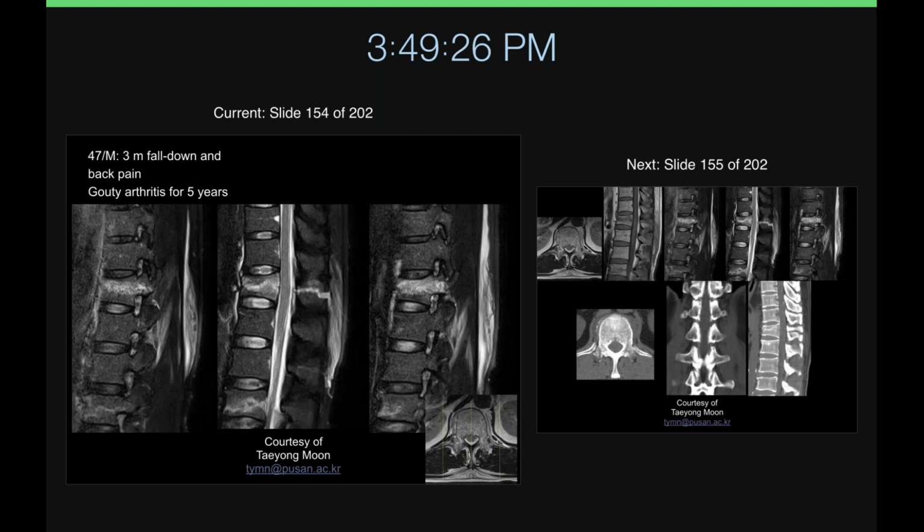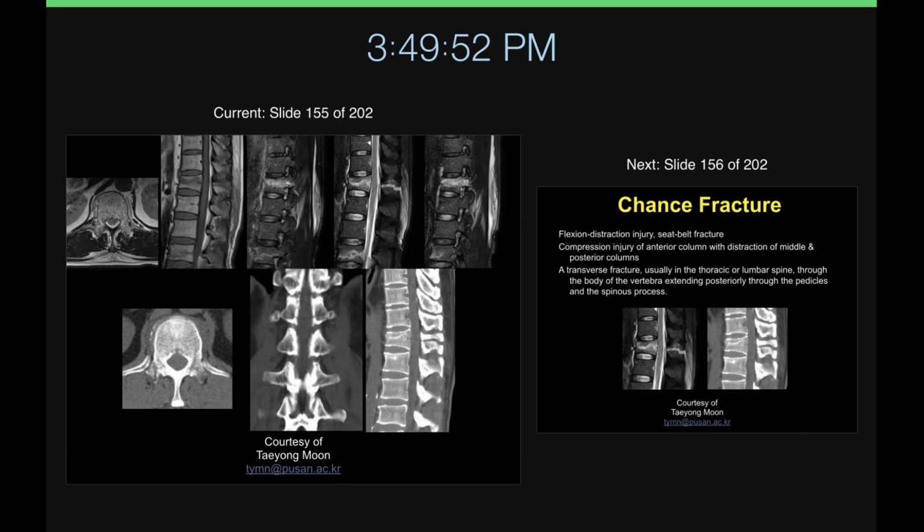47-year-old male, 4 months of back pain, gouty arthritis for 5 years. There is some compression fracture at multiple levels, but it's not a typical compression fracture because it's linear, going through the anterior compartment, mid compartment, and posterior compartment. So this is really an unstable type of fracture. Here we can see the same thing, the fracture lines going through there.